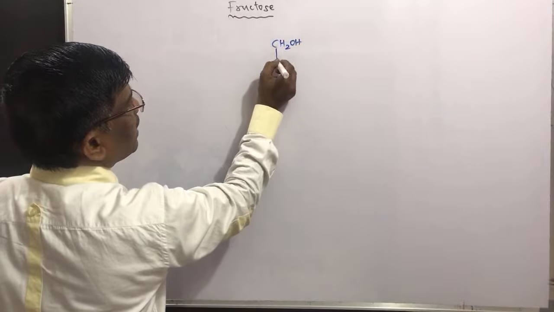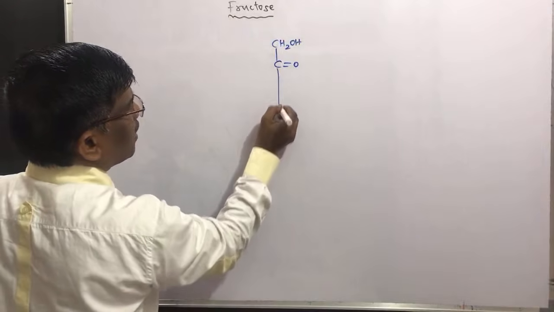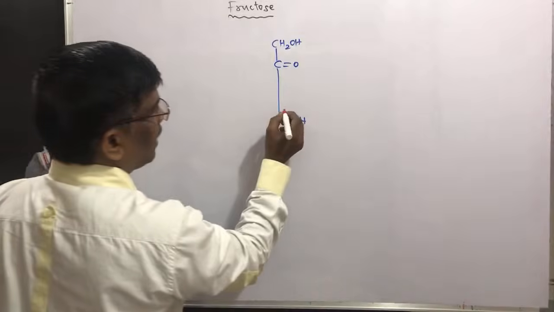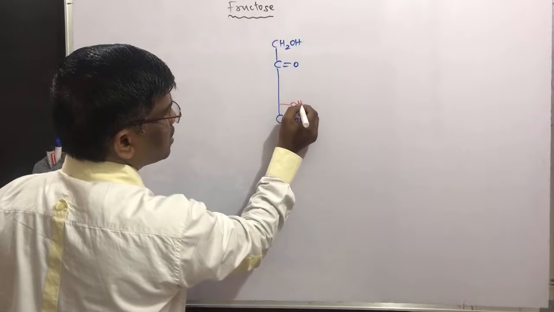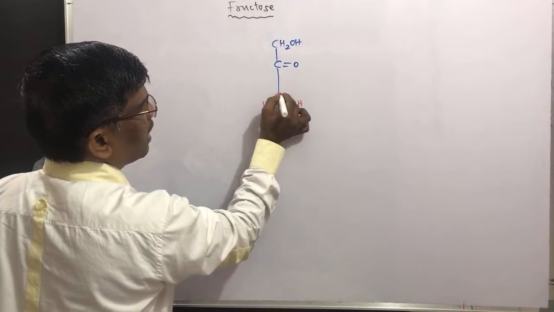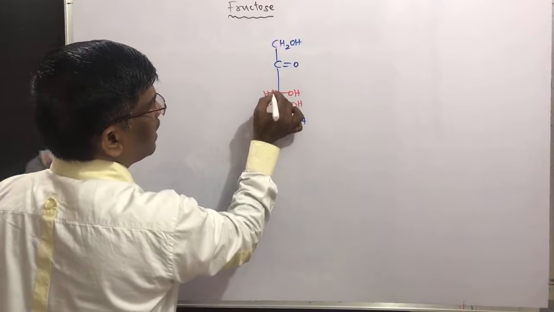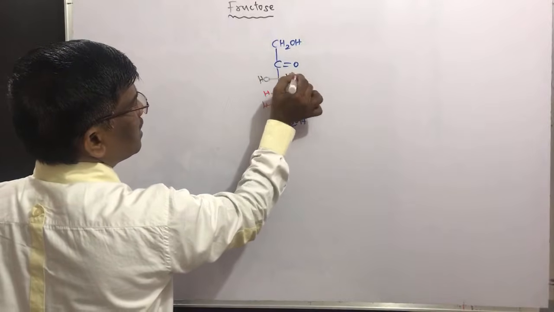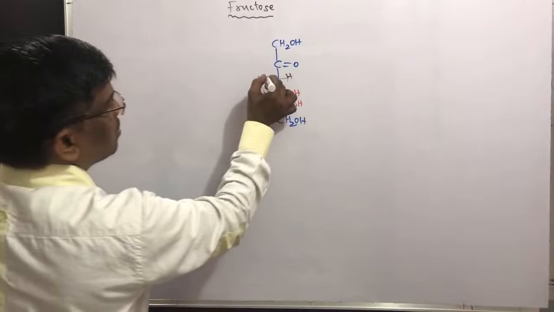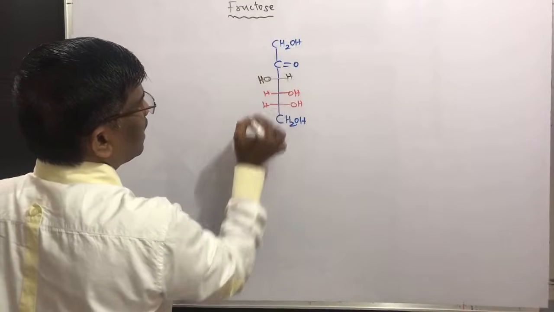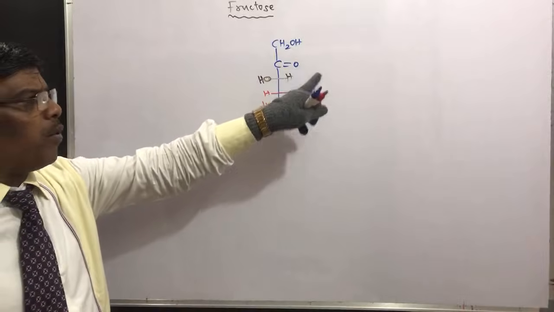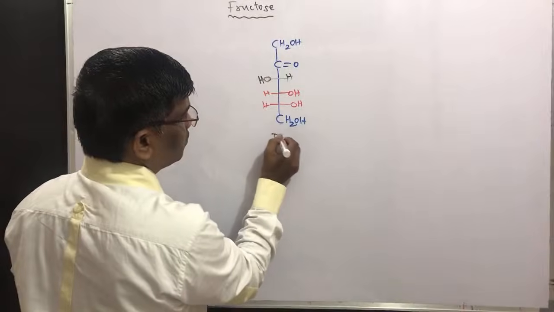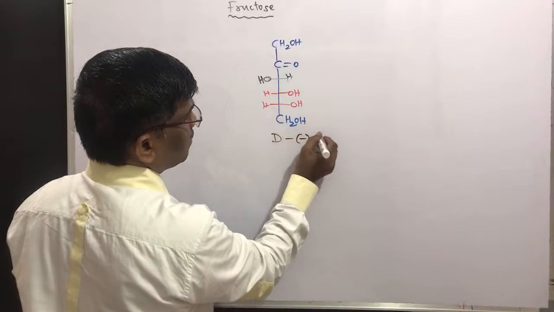CH2OH, and it is C double bond, and the remaining CH2OH. What are the hydroxy groups? Similar to glucose, since we prepared it from glucose. Right side, then left side. This is the D-fructose. And again, what is this? Carbonyl compound and alcohols are here. Yes, it undergoes formation of, this is D-fructose.